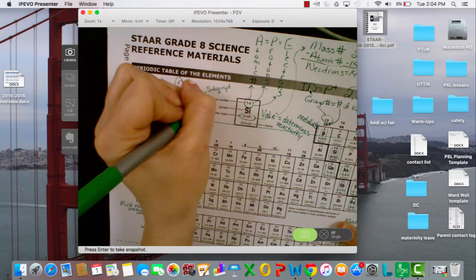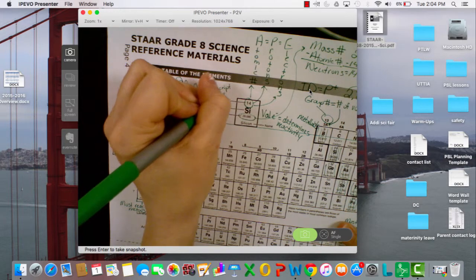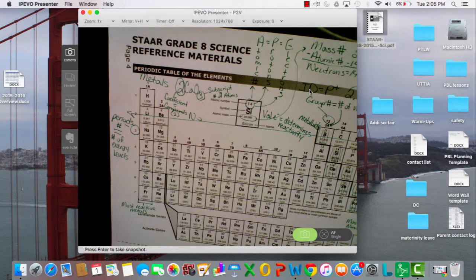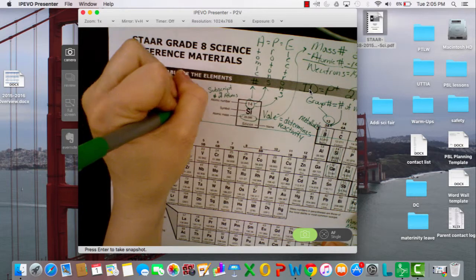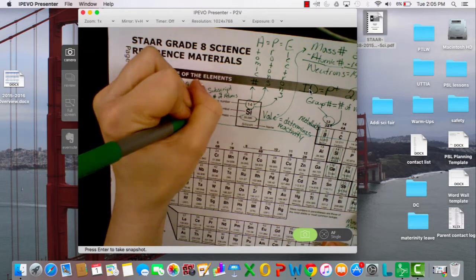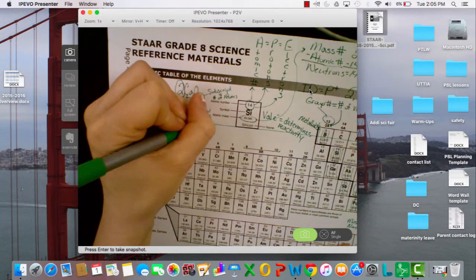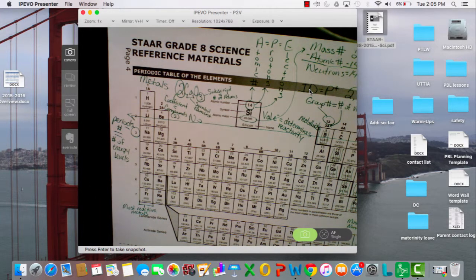So remember, if you do not see a coefficient or if you do not see a subscript, it's always understood to be a 1, never a 0, because if it was a 0, then it wouldn't be there. And the symbols tell us which elements are involved, okay? So remember, count the capital letters. But if I have the same element twice, do not count it twice, okay?